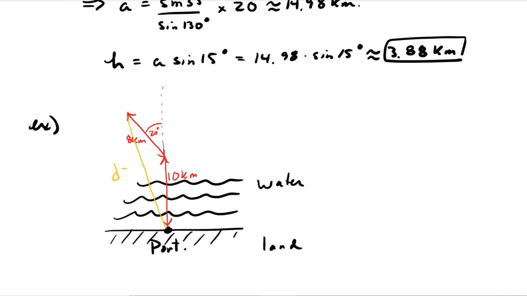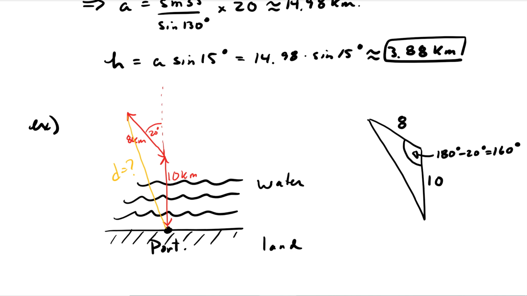We can call that D for distance. What is D? Once again, there's a triangle that we need to look at, this triangle here. What's the angle here? Well, it's the supplementary angle. This is 180 degrees minus 20 degrees, so that's 160 degrees. We know this side, 10, we know 8. So this is a perfect setup for the law of cosines because we have the two sides adjacent to the angle that we know.